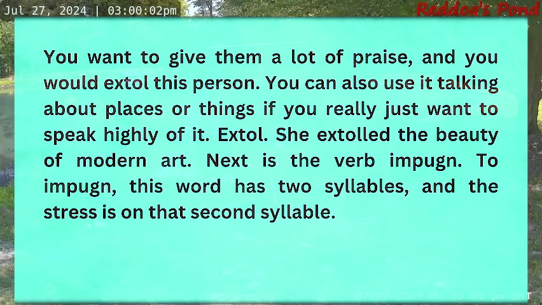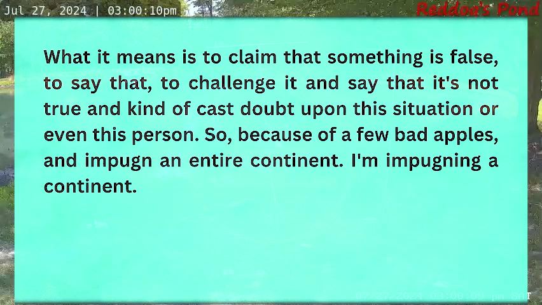Next is the verb impugn. To impugn. This word has two syllables, and the stress is on that second syllable. What it means is to claim that something is false, to challenge it and say that it's not true, and kind of cast doubt upon a situation or even a person. So, because of a few bad apples, to impugn an entire continent.